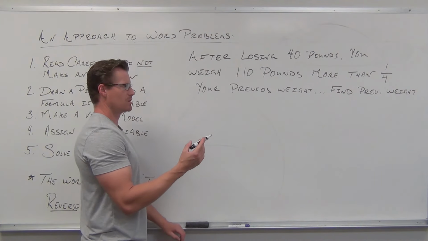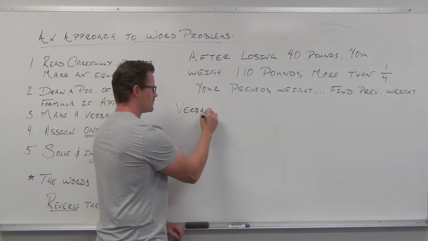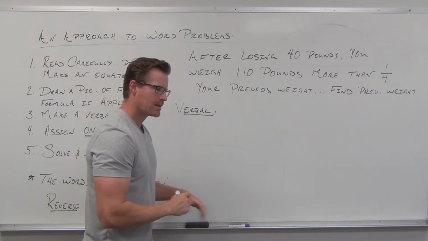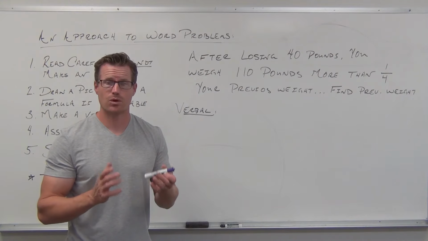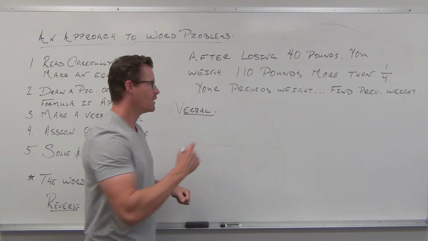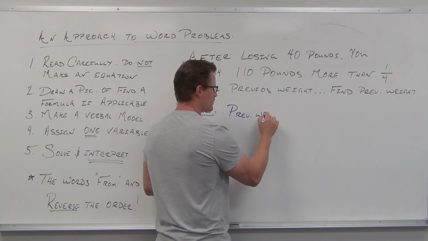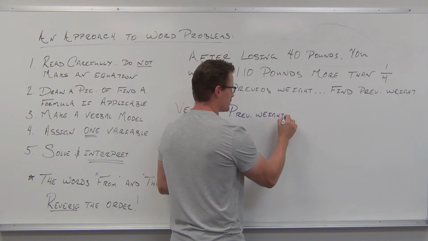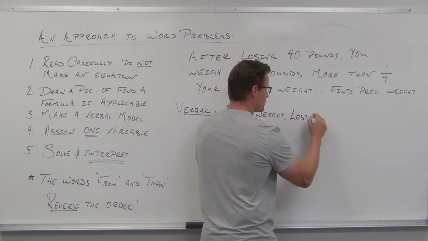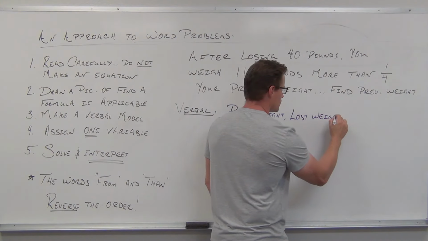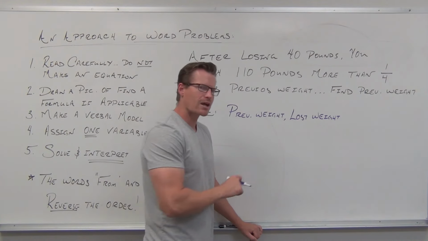So our setup says, well, verbal model. We had some sort of previous weight. You can literally write this down. It's worth your time to write down what's going on. So we had a previous weight. What happened? You lost weight. Write it down. How about after that? Well, you equaled a fraction of your former weight.